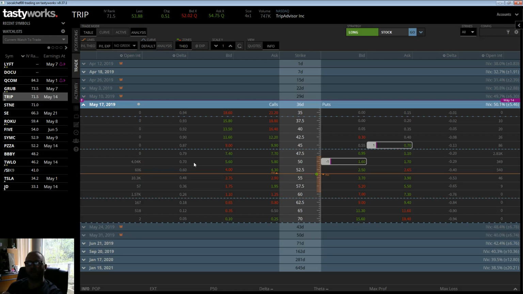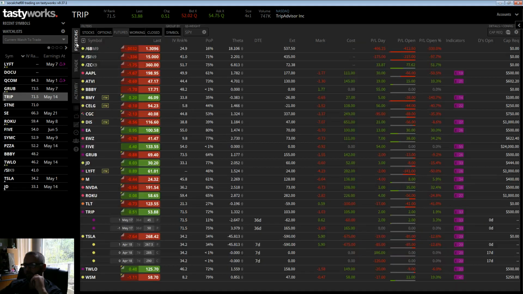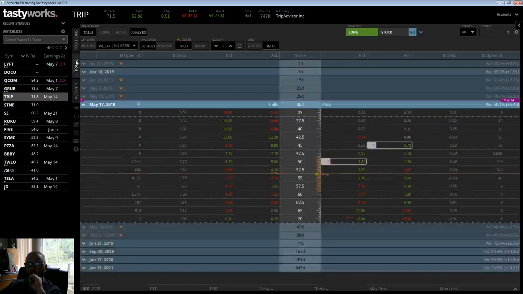Set up Tasty Trade. I have not, but that's kind of what we're doing here today too. So if you have any questions on how to set it up, let me know, and I can walk you through some of that. But Tasty Trade is very basic on their setup.